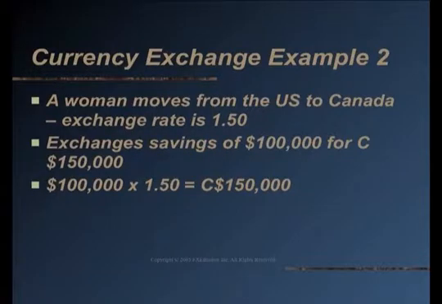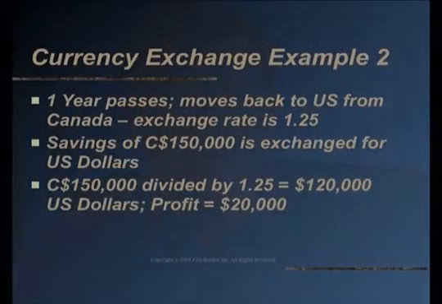Now, a year passes, and this individual decides, for whatever reason, that she wants to move back to the United States from Canada. She still has her 150,000 Canadian dollars sitting in a Canadian bank, and she wants to exchange that now back to US dollars. However, the exchange rate has changed. It's fallen from 1.5 to 1.25. So, she takes her 150,000 Canadian dollars and receives 120,000 US dollars, because 150,000 divided by 1.25, the new exchange rate, is 120,000.